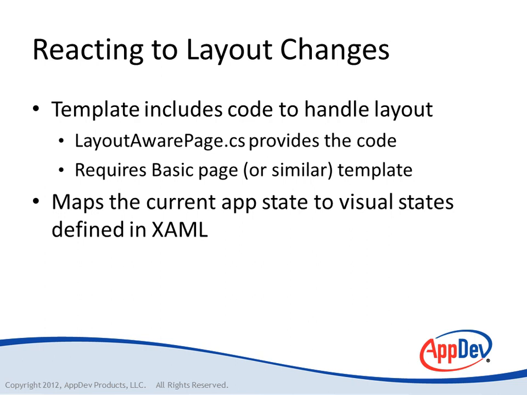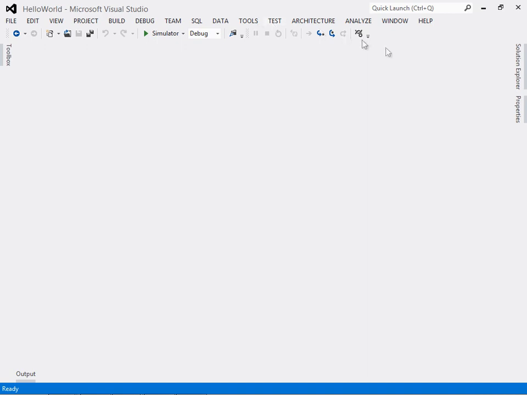The code in the template maps the current app state to visual states that you define in the XAML. That's hard to understand till we take a moment and just look at the sample. So we'll look for the layout-aware page class and the visual states that are defined in the markup, where you lay out how you want things to look based on the different view states. Our project is loaded in Visual Studio.